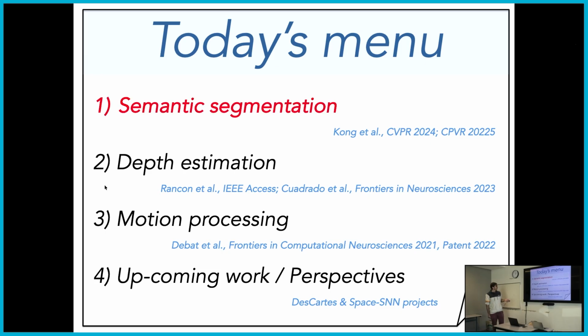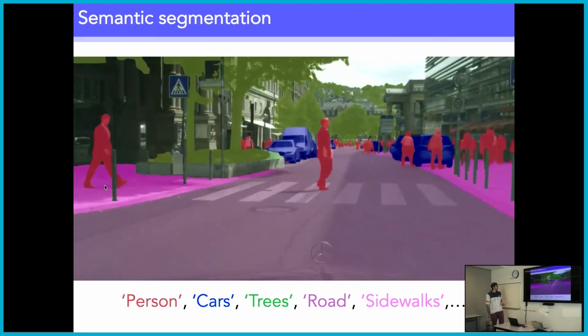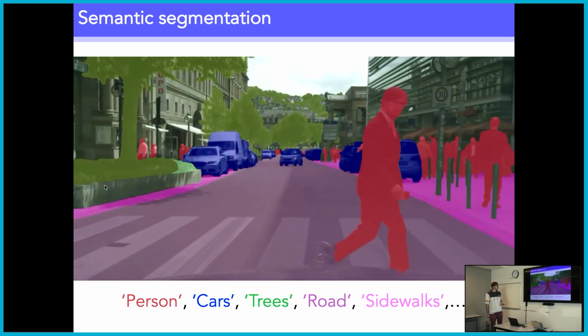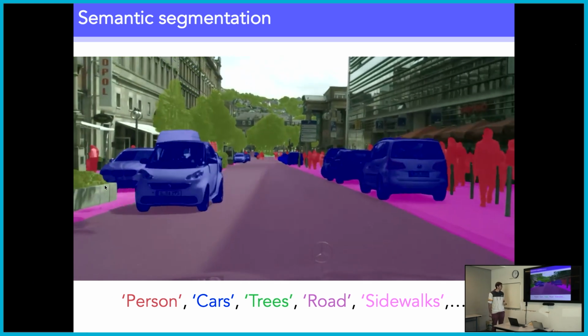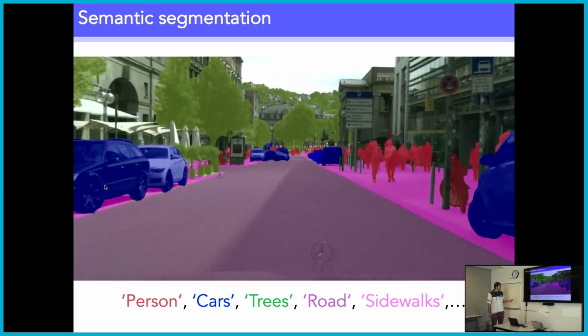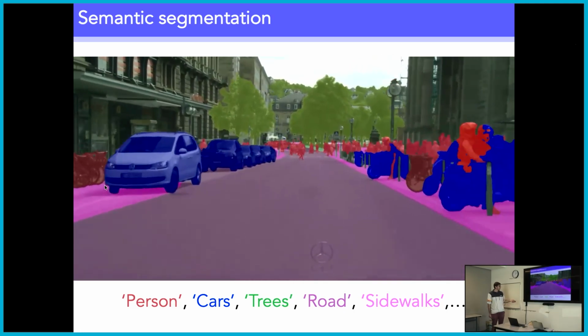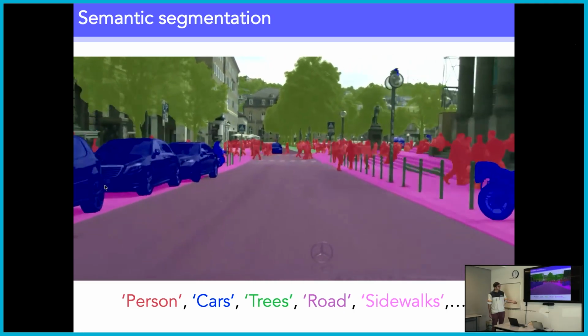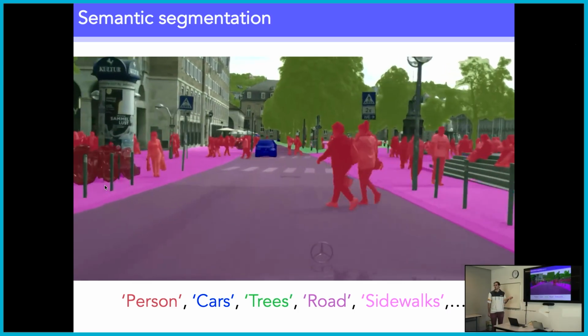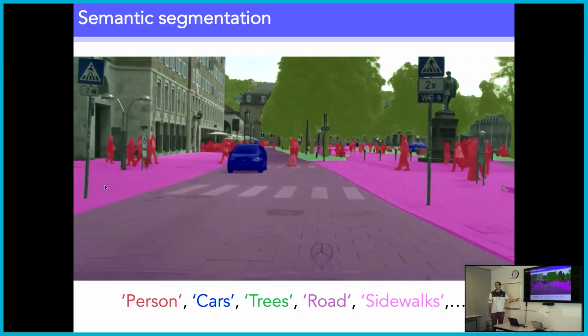So let's start with semantic segmentation. Here the idea is to capture a scene and to be able to extract different properties of this scene. For example, you want to tell your system to detect persons, cars, trees, road and sidewalk in these videos, and you want the system to do that automatically and efficiently.